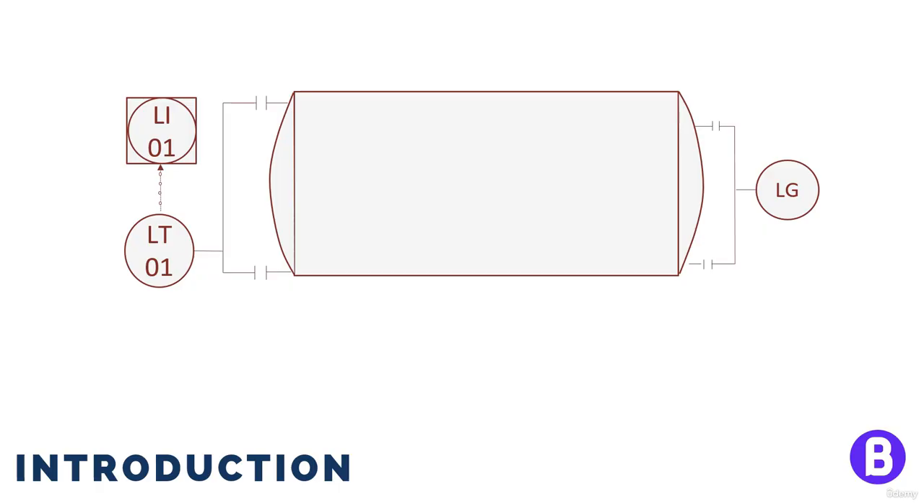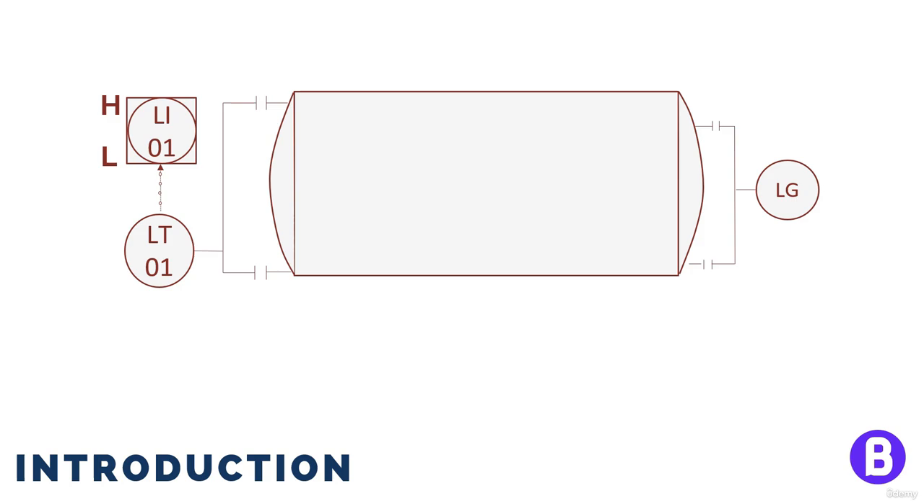This means that the operator can see the level reading from the control room, and if this level transmitter has a low level alarm, for example, then this shall mean that the operator shall receive an alarm in the control room when the level is below a certain value, or we shall receive a high level alarm in case the level was above a certain value.